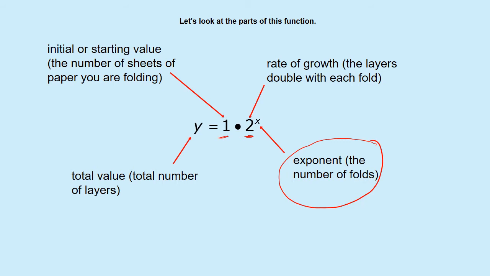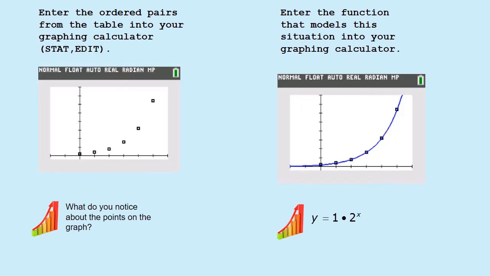And since that's what I don't know how many times I'm going to do, that's why this is my variable. And that's what makes exponential functions different, is that the variable is in the exponent position. So if I put these in my calculator, if I go to Stat, Edit, and enter the points, you should see that it almost looks like half a parabola. When you just look at these points, it almost looks like half a parabola.